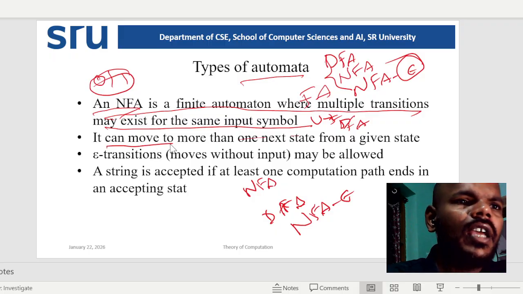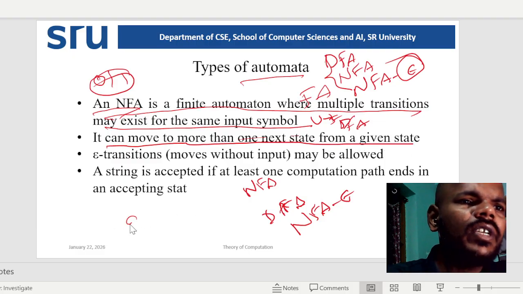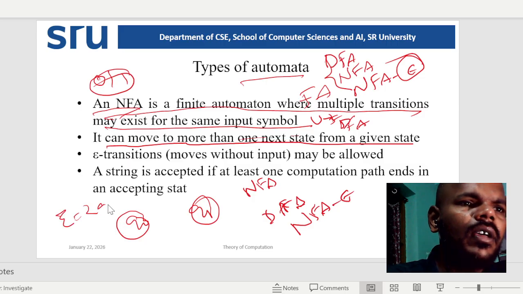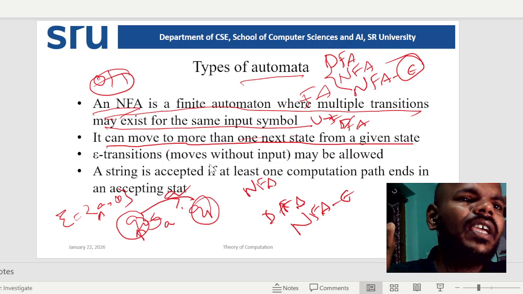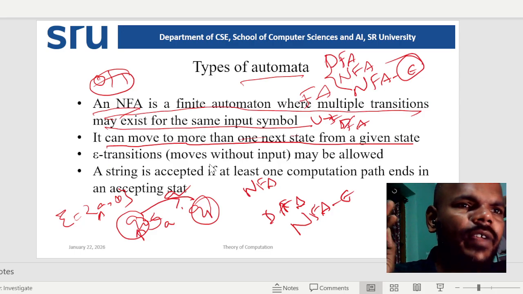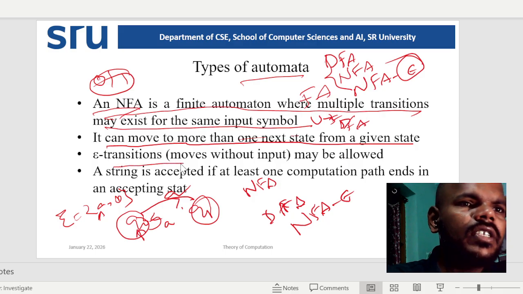You can see here, it can have more than one next state from the given state. Say Q0 is one state and Q1 is another state, and I am taking input symbols A, B. If you come to the Q0 state and A is the input symbol, it may go to the Q0 state and the Q1 state. So from a state, on the same input symbol, it goes to multiple states. Then we can say it is an NFA.